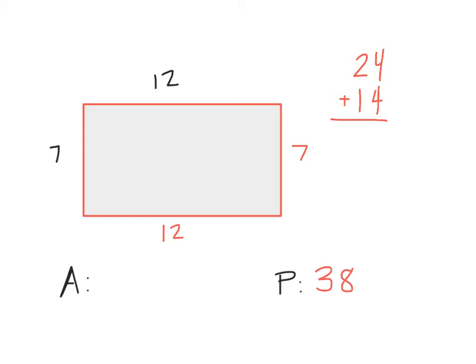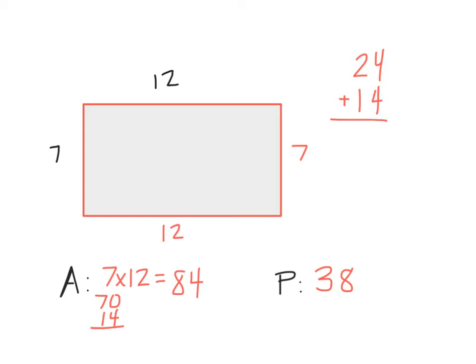Area is the space taken up inside. It's like an array when we're talking about a rectangle. And so this array is a 7 by 12 array. So the number model I need to do is 7 times 12. Now, that's a little bit of a tricky math problem, so I might break apart the 12 into a 10 and a 2. I know that 7 times 10 is 70. I know that 7 times 2 is 14. And so my area is 84.